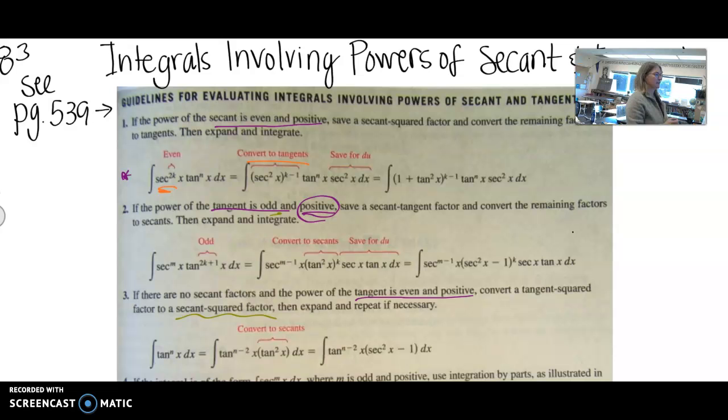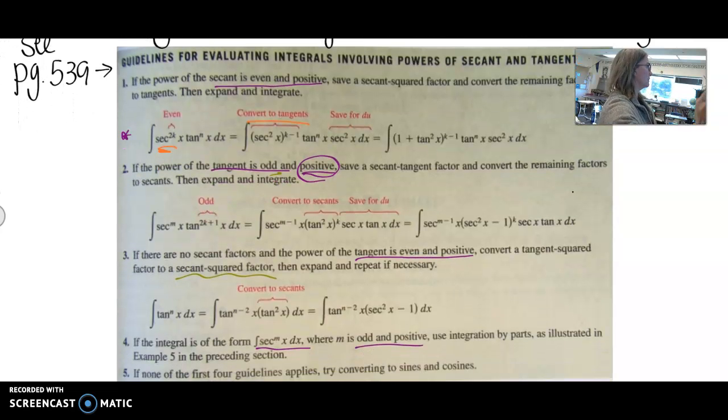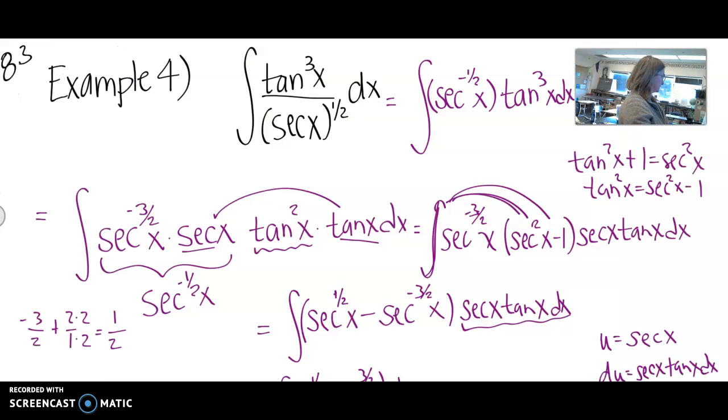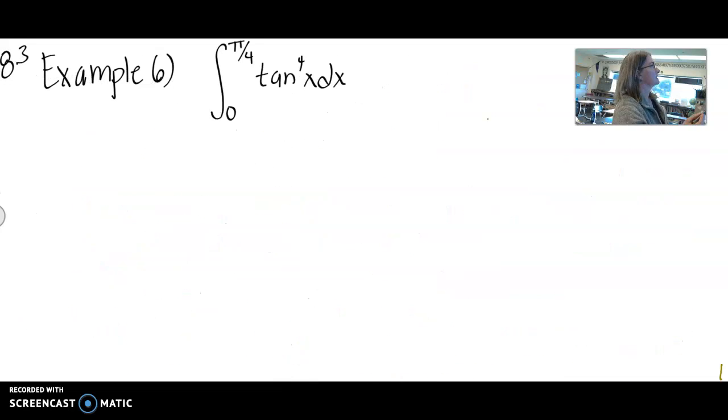We have a situation where there are no secant factors and the power of the tangent is even and positive. So we're going to convert tangent squared factors into secant squared factors and expand as necessary. So go back to this example. We have limits of integration here, so we have a definite integral.